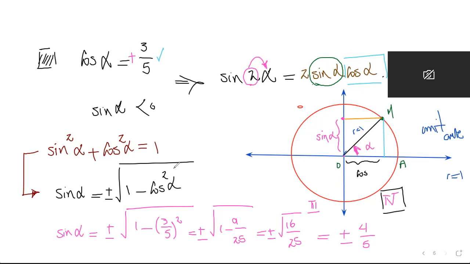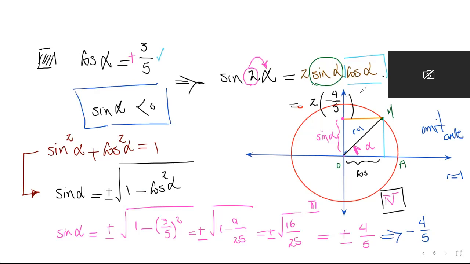And now guys, this is a very important conclusion. We have sine as a positive and a negative number. We said that the sine is going to be negative here. Look at this. We said that the sine of alpha is negative. Then the only acceptable number is minus 4 over 5. Then as a result, sine 2 alpha is 2 times minus 4 over 5 for the sine, and for the cosine, it is 3 over 5, which becomes minus 24 over 25.